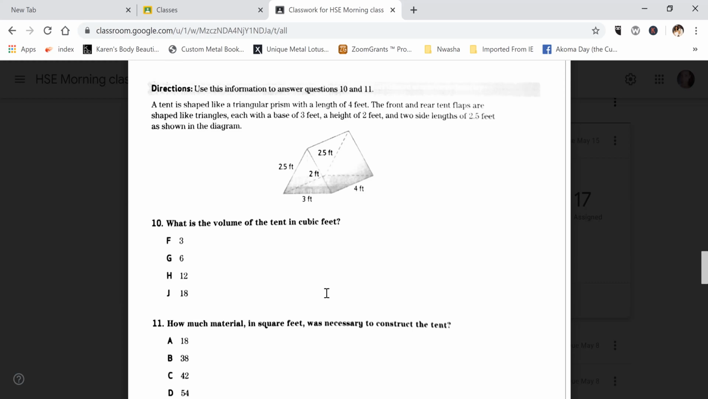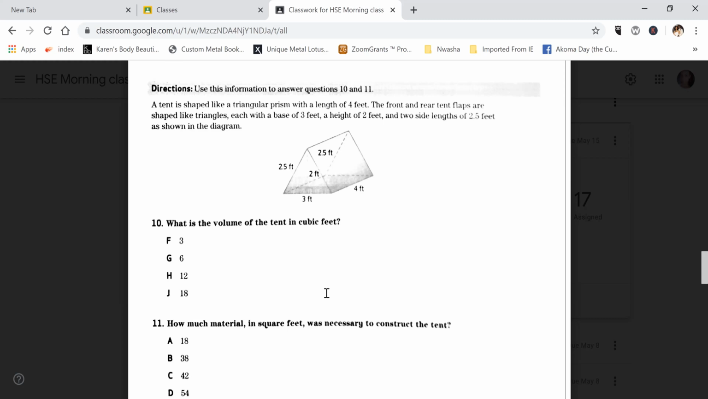This base shape is a triangle. In order to do the area of a triangle, I need 1/2 the base times the height, only focusing with the number 3 and the number 2. So you're going to ignore the other numbers for now. So you're saying 1/2 times 3 times 2 is going to give you the area of the triangle, and then times 4 for the depth of the whole triangular prism. So what answer did you come up with? 12. Yes, so it's H for that one.